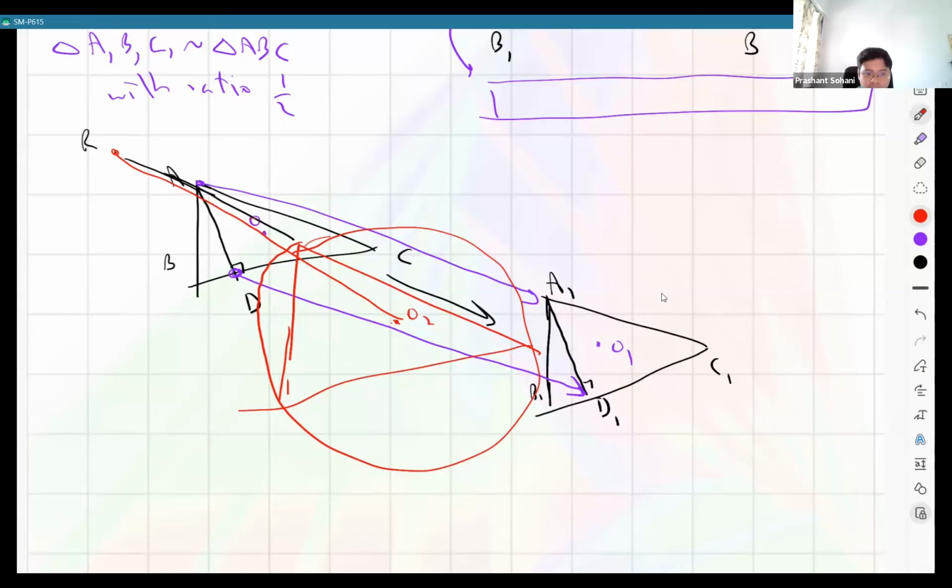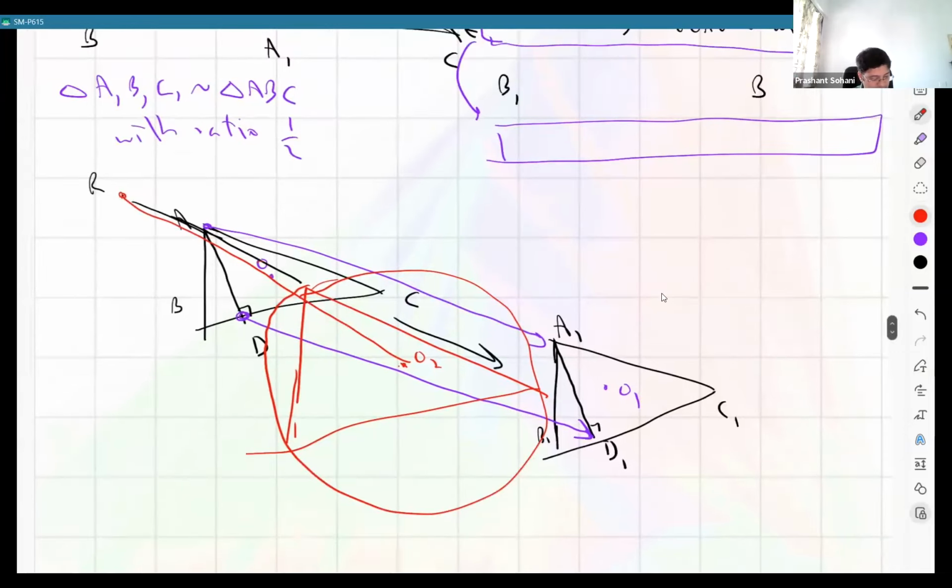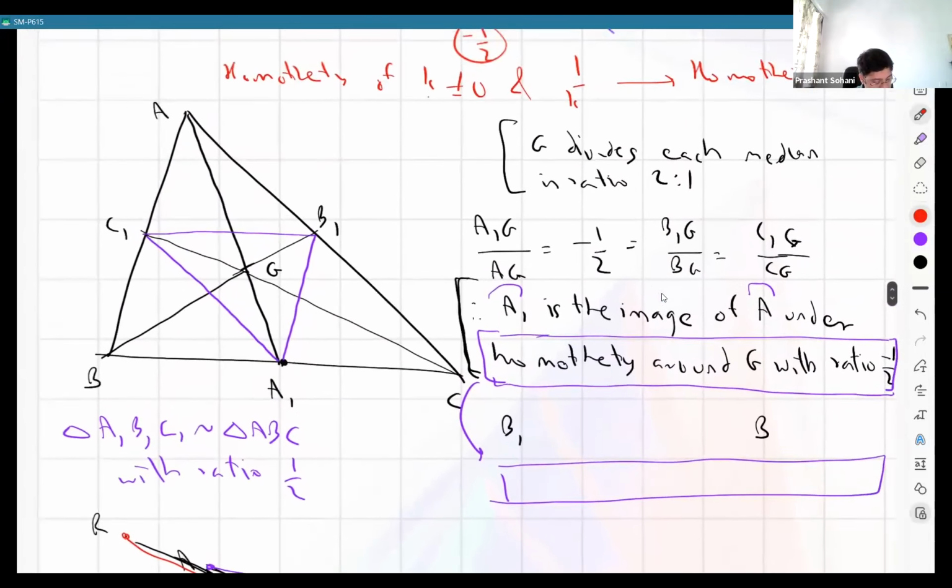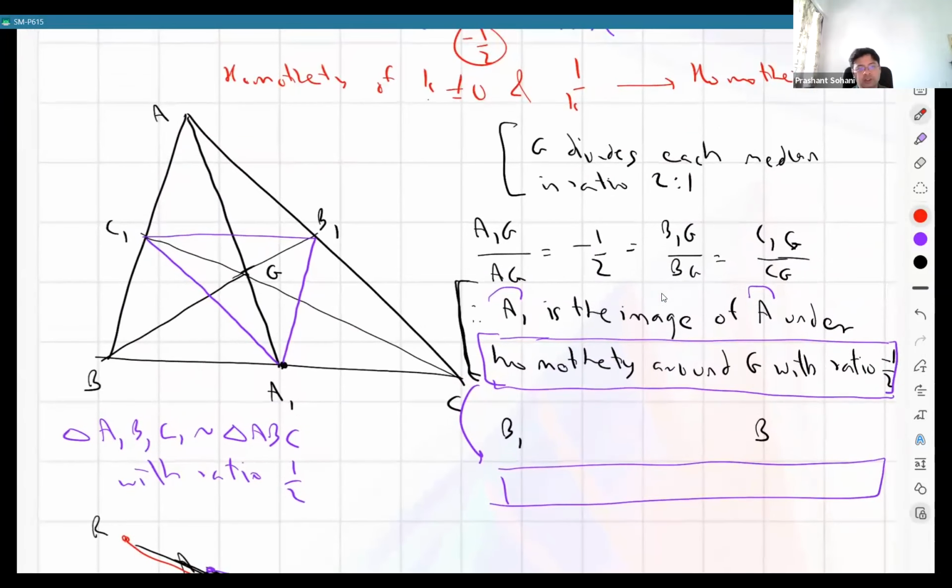This is one of the most important properties of transformation, because of which transformation becomes a very useful tool. So if we imagine that here, triangle ABC has a circumcircle. What do you think will happen to that circumcircle under this particular homothety? Which homothety? The one which you are referred to here, this homothety around point G with ratio minus half. What will the circumcircle of ABC become?